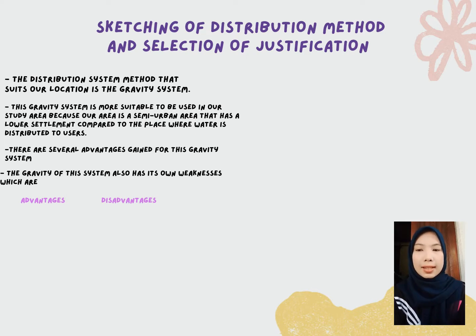And the next slide is the sketching of this distribution method and the selection justification. The distribution system method that suits our location is the gravity system. This gravity system is more suitable to be used in our study area because our area is a semi-urban area that has a lower settlement compared to the place where water is distributed to users.